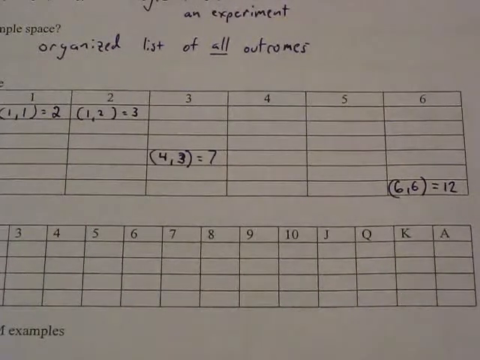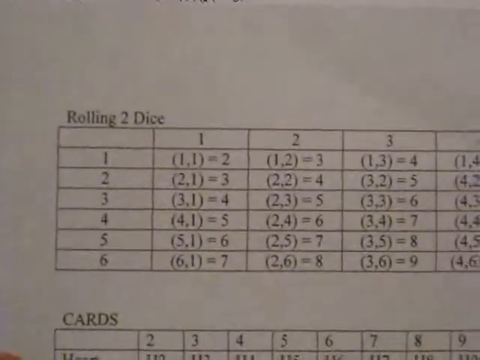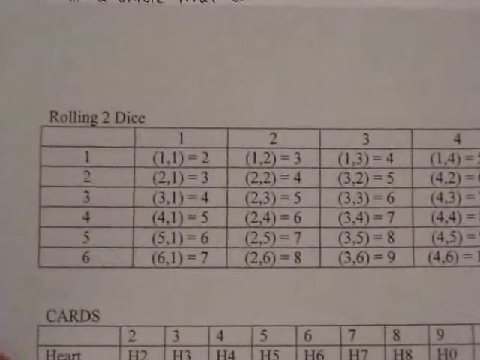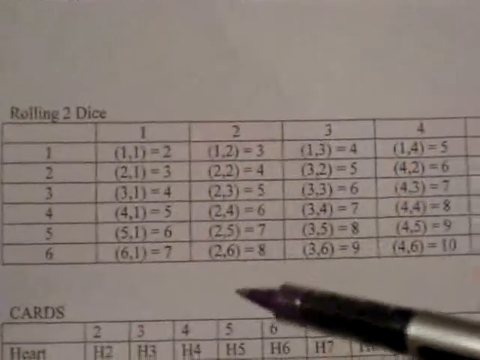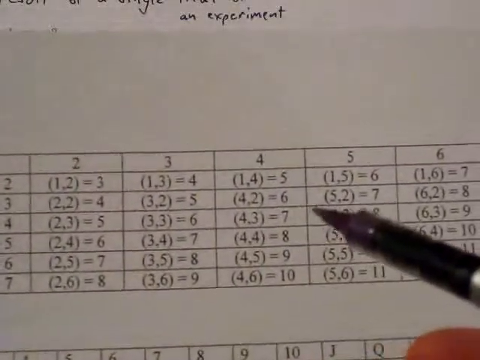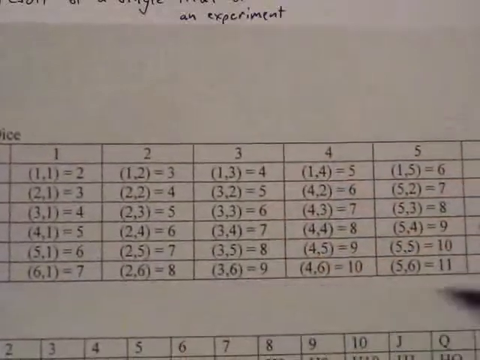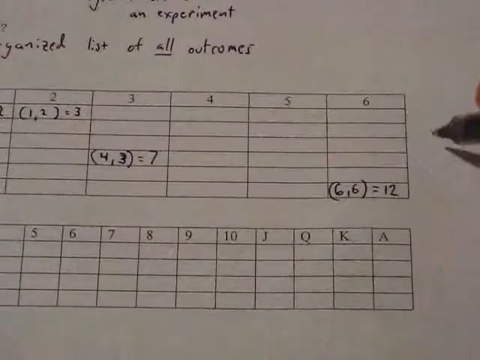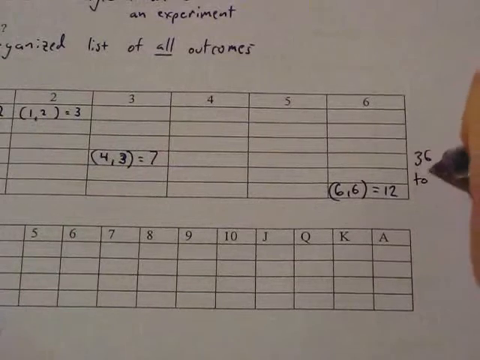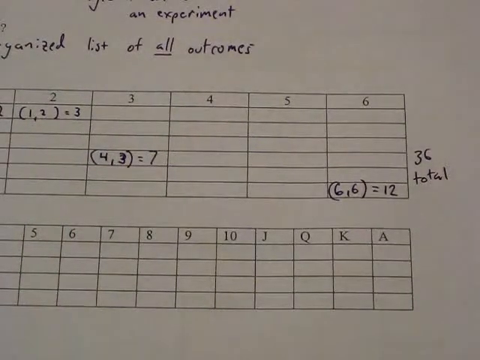A filled out version of that table will look like this. And I will also have below it the card chart. You can see that all of the sums are listed next to each die. You'll also notice that 7 is the most popular sum on this sample space. This sample space has 36 total outcomes because each die has 6 separate digits. And 6 times 6 is 36.